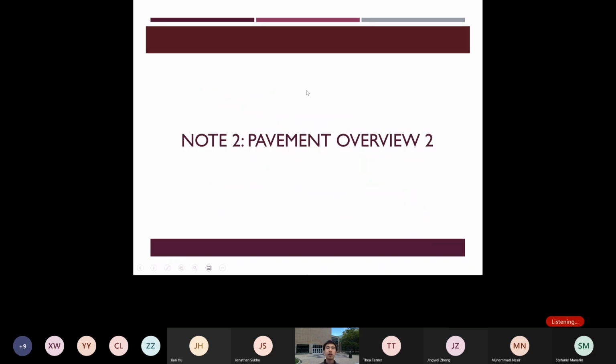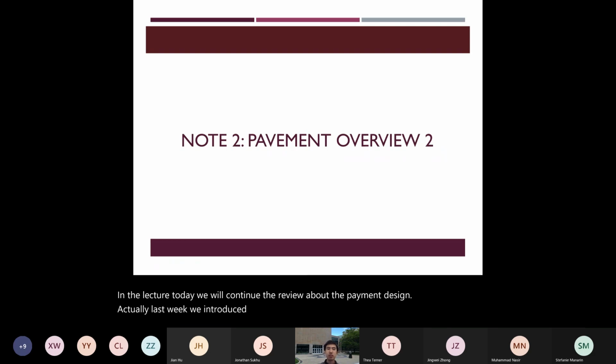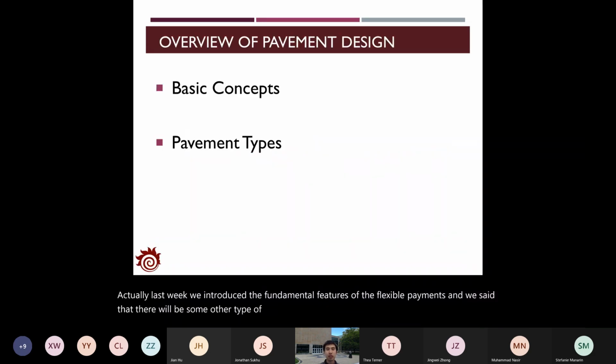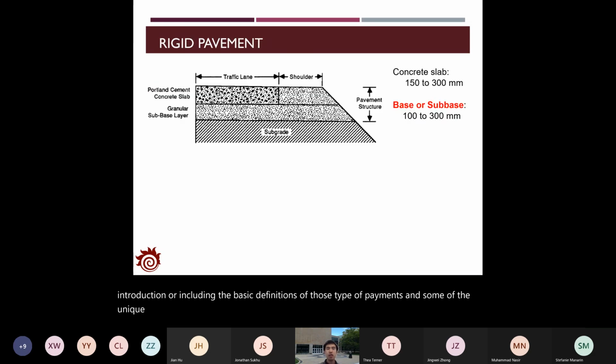In the lecture today, we will continue the review about the pavement design. Last week we introduced the fundamental features of the flexible pavements, and we said that there will be some other types of pavements. So this week, we will continue this introduction, including the basic definitions of those types of pavements and some of the unique features.